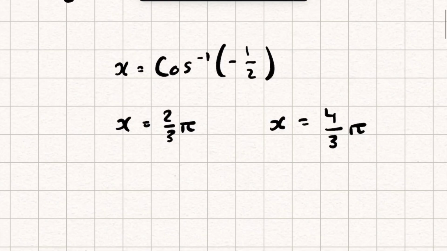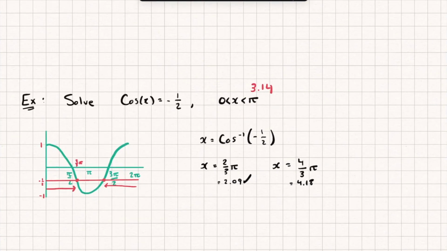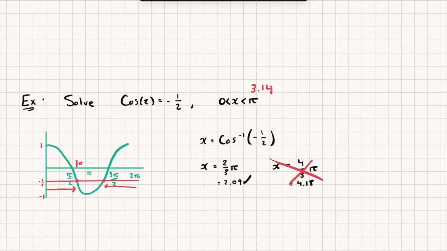So if you couldn't tell, you could say, well, is 2 over 3 pi between 0 and 3.14? And you could check by typing it in your calculator, converting it to a decimal, and for this one I get 2.09, so that's all good. Let's do the same with the other solution, so 4 over 3 pi as a decimal, and I get that that equals 4.18, which is, as you can see, beyond 3.14, so we're going to reject this solution and accept this one here.